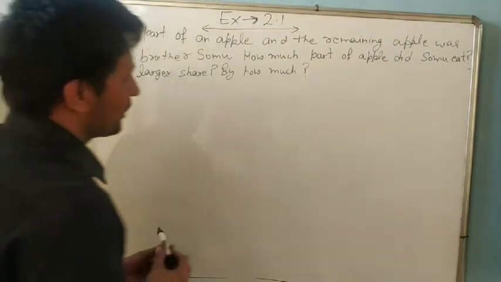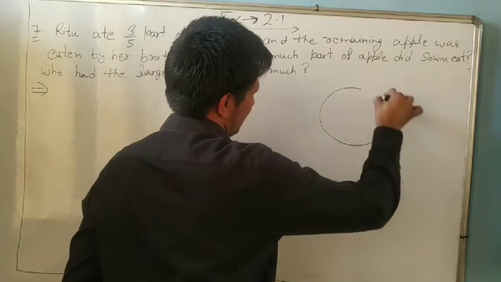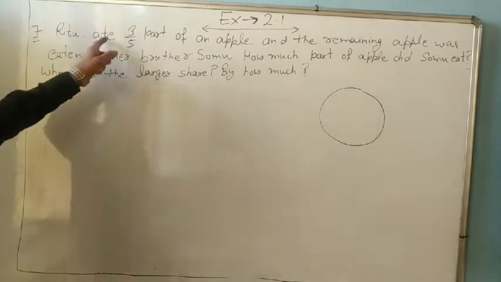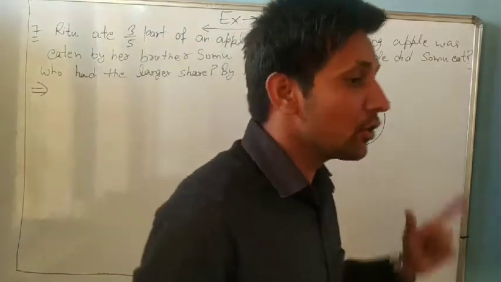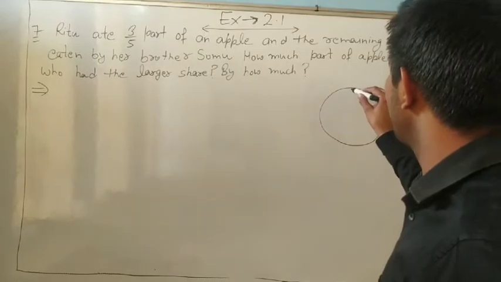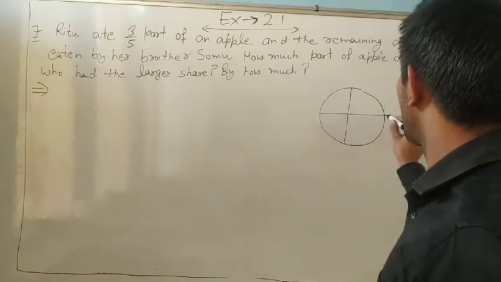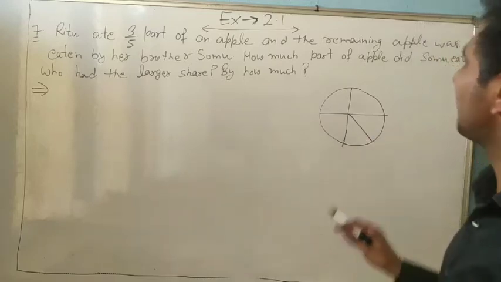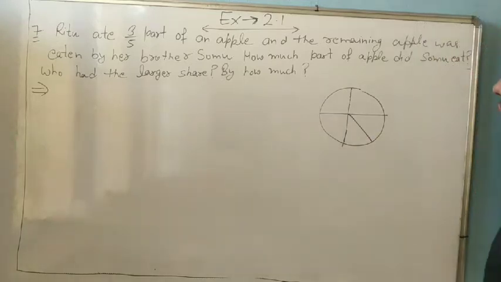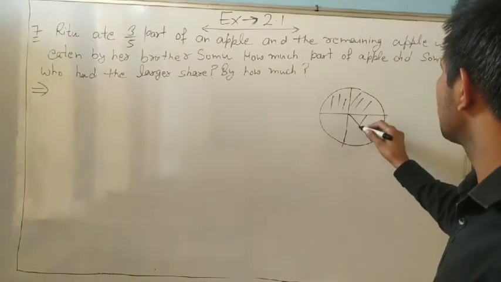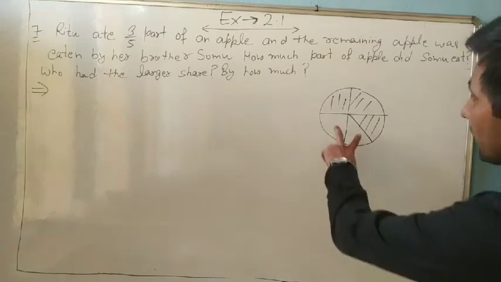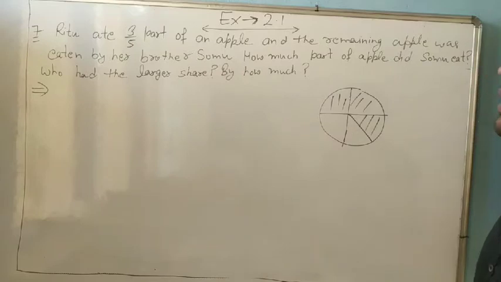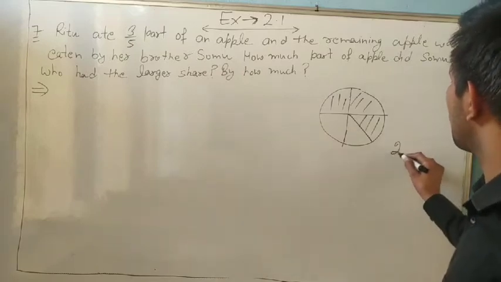Suppose this is an apple. Ritu ate how much? 3 upon 5. It means 3 out of 5 parts. So we divide this apple into 5 equal parts: 1, 2, 3, 4 and 5. Ritu ate 3 upon 5, so 1 part, 2 parts, 3 parts. The remaining was eaten by her brother. How much remained? 2 parts. So it is 2 upon 5.